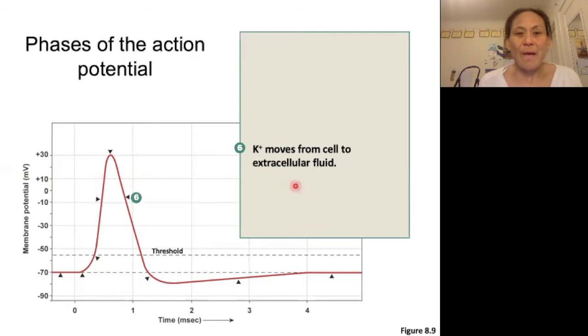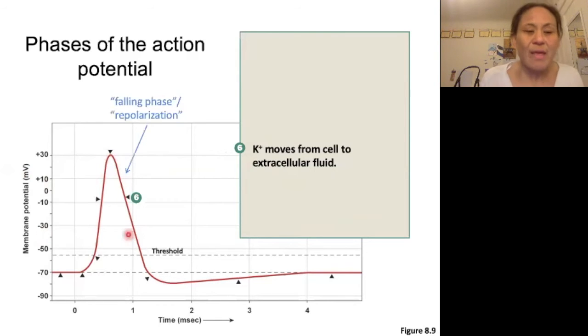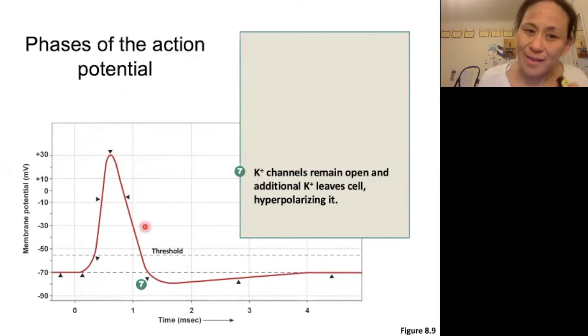Okay, so we already talked about this, right? We opened up those potassium channels. That's going to allow potassium to move out of the cell. In the meantime, the sodium channels have closed. So sodium's not really doing anything anymore, or it actually is going to start getting pumped back out by the sodium potassium ATPase. But let's move on. Oh, right. So there's a name for this phase of the action potential. It's called the falling phase or the repolarization phase. Okay. Moving on.